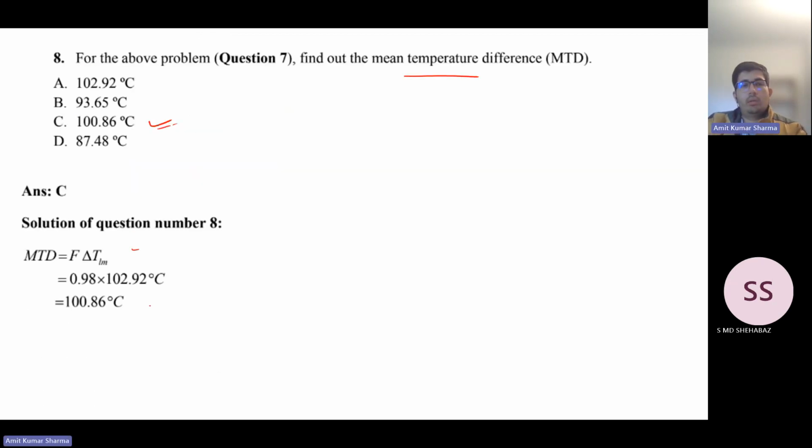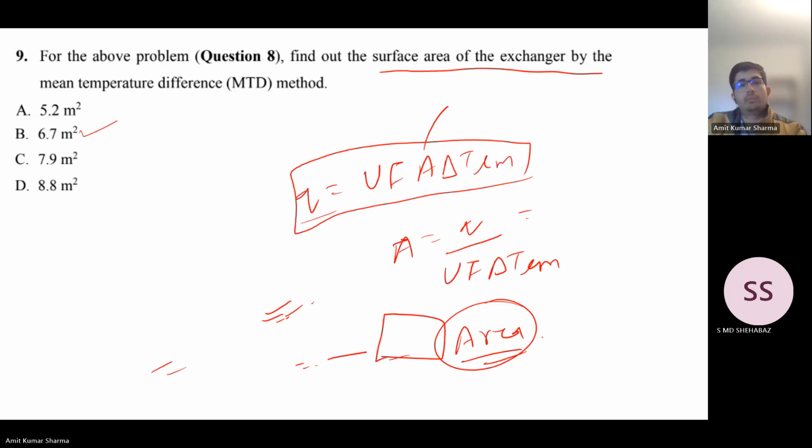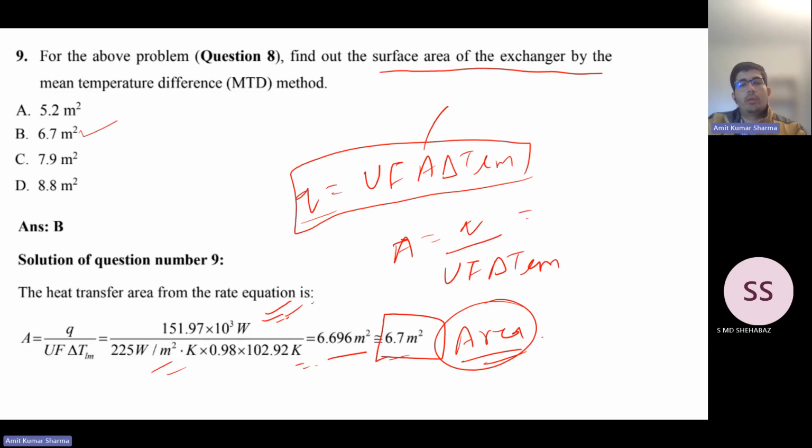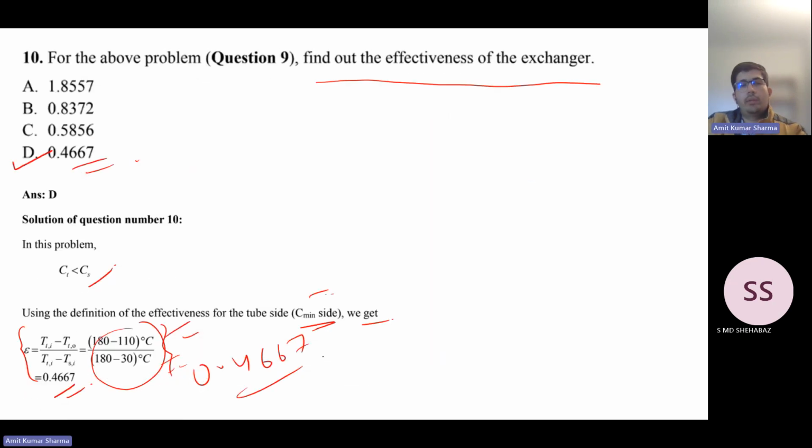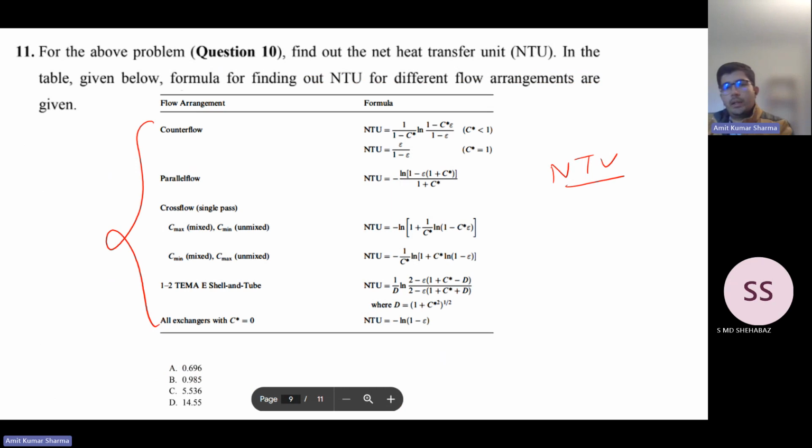You can note down any data from this slide like MTD. From here, you can note down the area. From here, you can note down the effectiveness. I think now you can calculate the NTU. Apply the respective formula and let me know the answer.